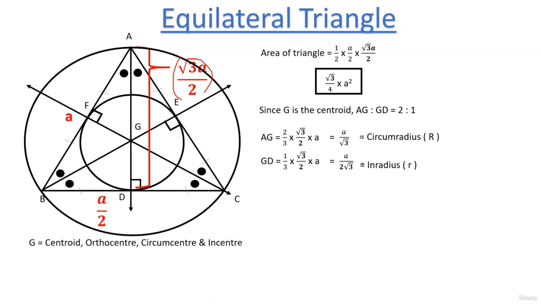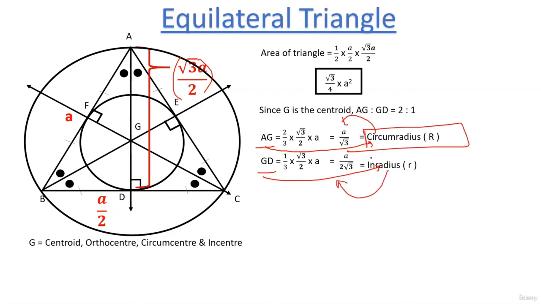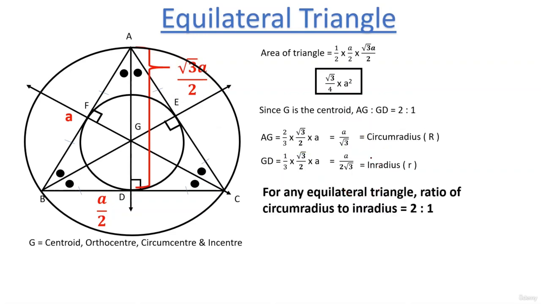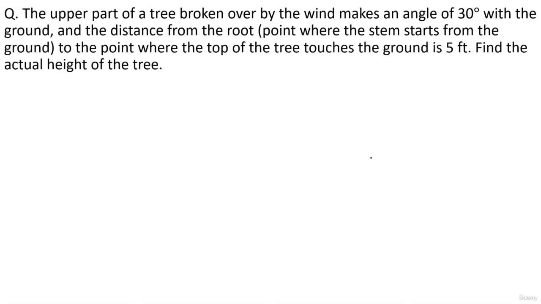Okay, if you observe carefully, guys, these lengths AG and GD are respectively the circumradius and the inradius, right? For any equilateral triangle, the circumradius is A by root 3 and the inradius is A by 2 root 3. Okay, dividing these two, we get for any equilateral triangle, the ratio of circumradius to inradius is 2:1. It's as simple as that.